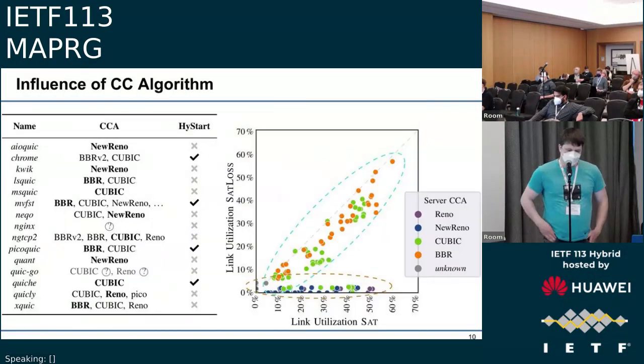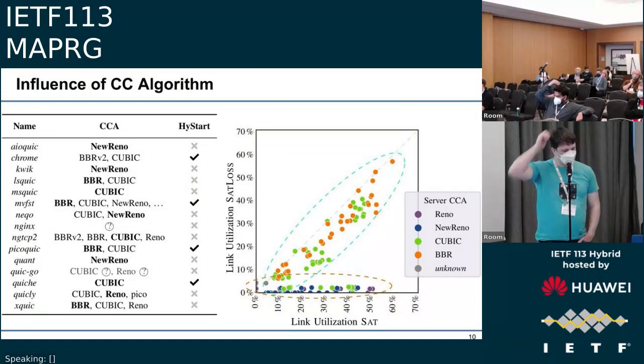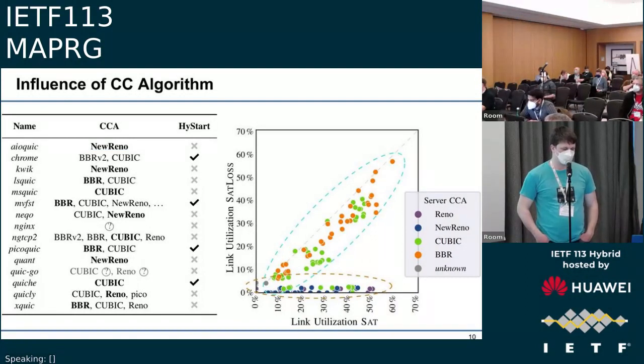Okay, so next slide. Now we try to understand why the implementations perform differently. We try to look into which congestion control algorithms the implementations are using. This table is not guaranteed to be 100% correct. We tried to look at the code, the command line parameters, and the documentation.